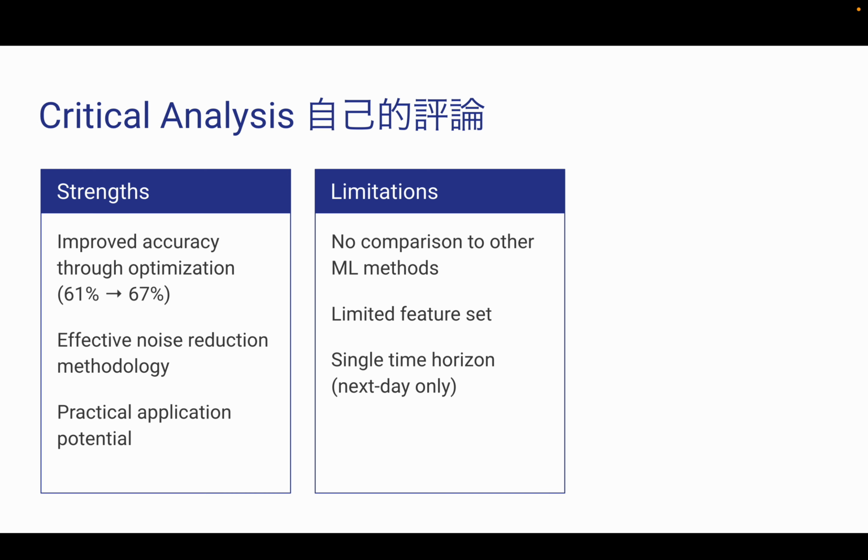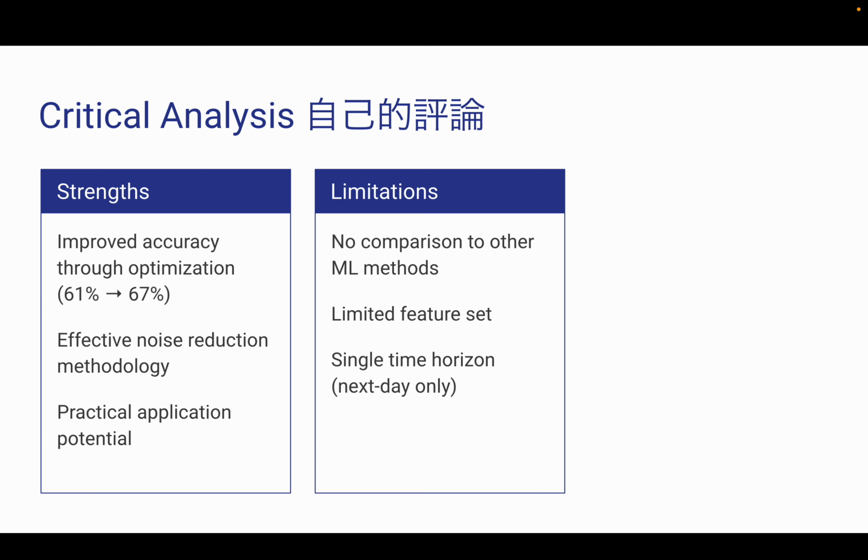So my own analysis is that the clear strength of this paper is the improvement in prediction accuracy through careful parameter optimization. The wavelet denoising technique is also particularly effective for filtering out market noise. From a practical standpoint, 67% accuracy could potentially translate to a profitable trading strategy.